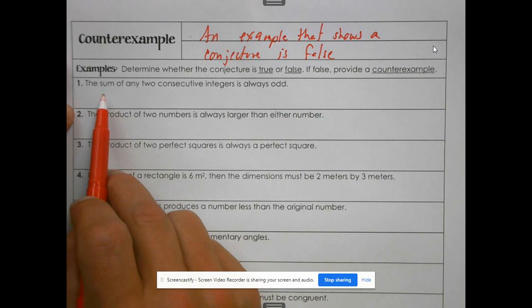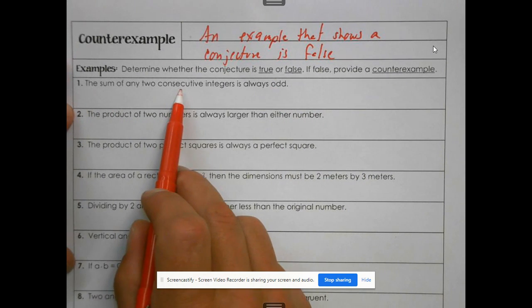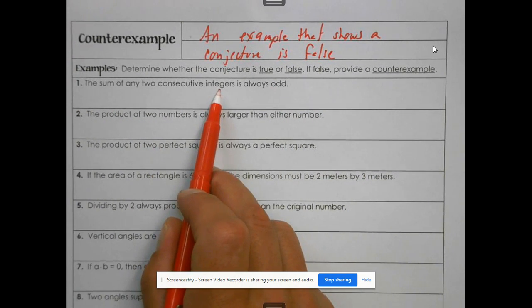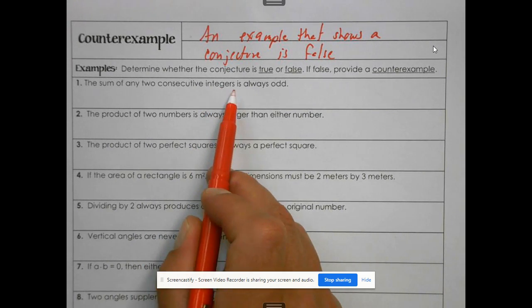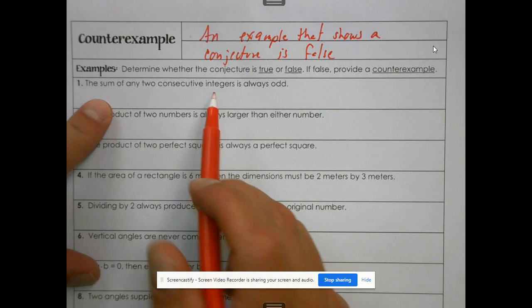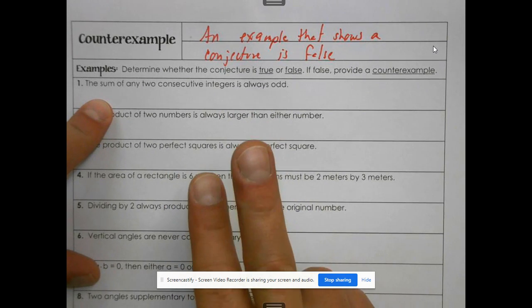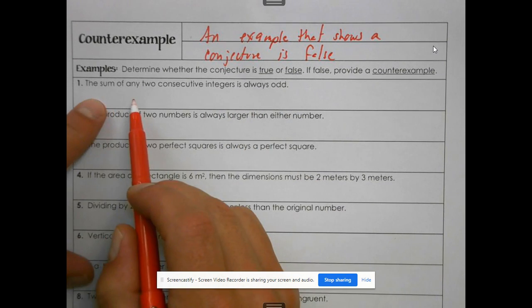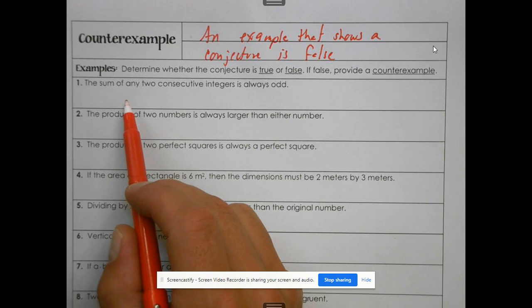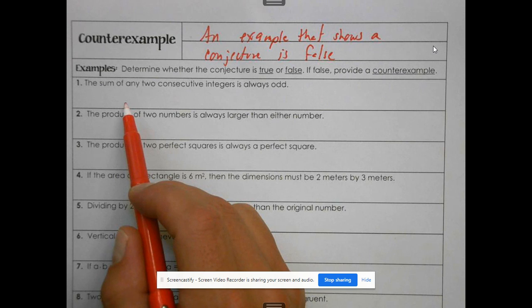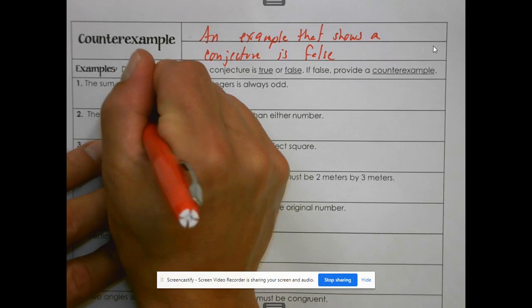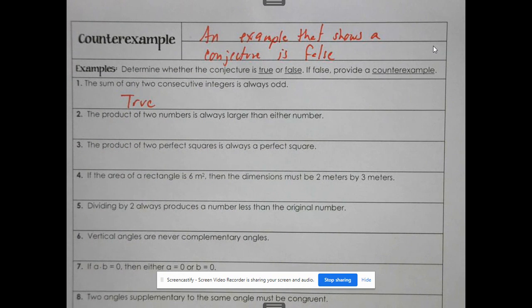So number 1, the sum of any two consecutive integers, remember integers are 1, 2, 3, 4, 5, 6, 7, 8, 9, 10, dot, dot, dot, is always odd. So if I take any two consecutives and I add them up, will I get an odd number? Let's try it. 1 and 2 is 3, 2 and 3 is 5, 3 and 4 is 7, 4 and 5 is 9, 5 and 6 is 11. So yes, this is true. There is no counterexample because it is true.